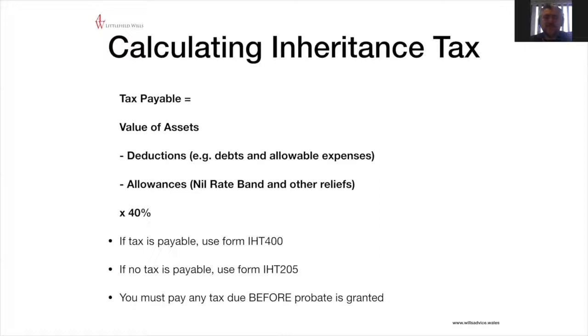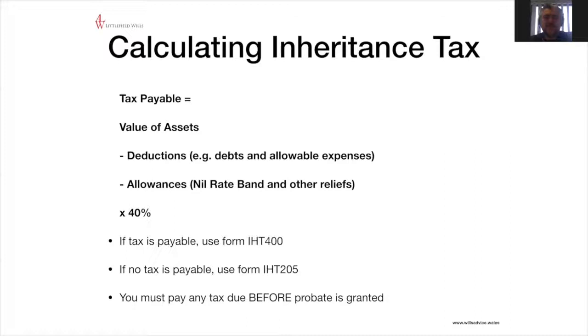If tax is payable, it's an important point, because what happens then depends on the net value of the estate. If tax is payable, you need one form, the IHT 400, and the tax has to be paid before you get your grant. So you need to liaise with Her Majesty's Revenue and Customs, pay them the tax. They then tell the probate registry that they've got the tax, and the probate registry will issue the grant.